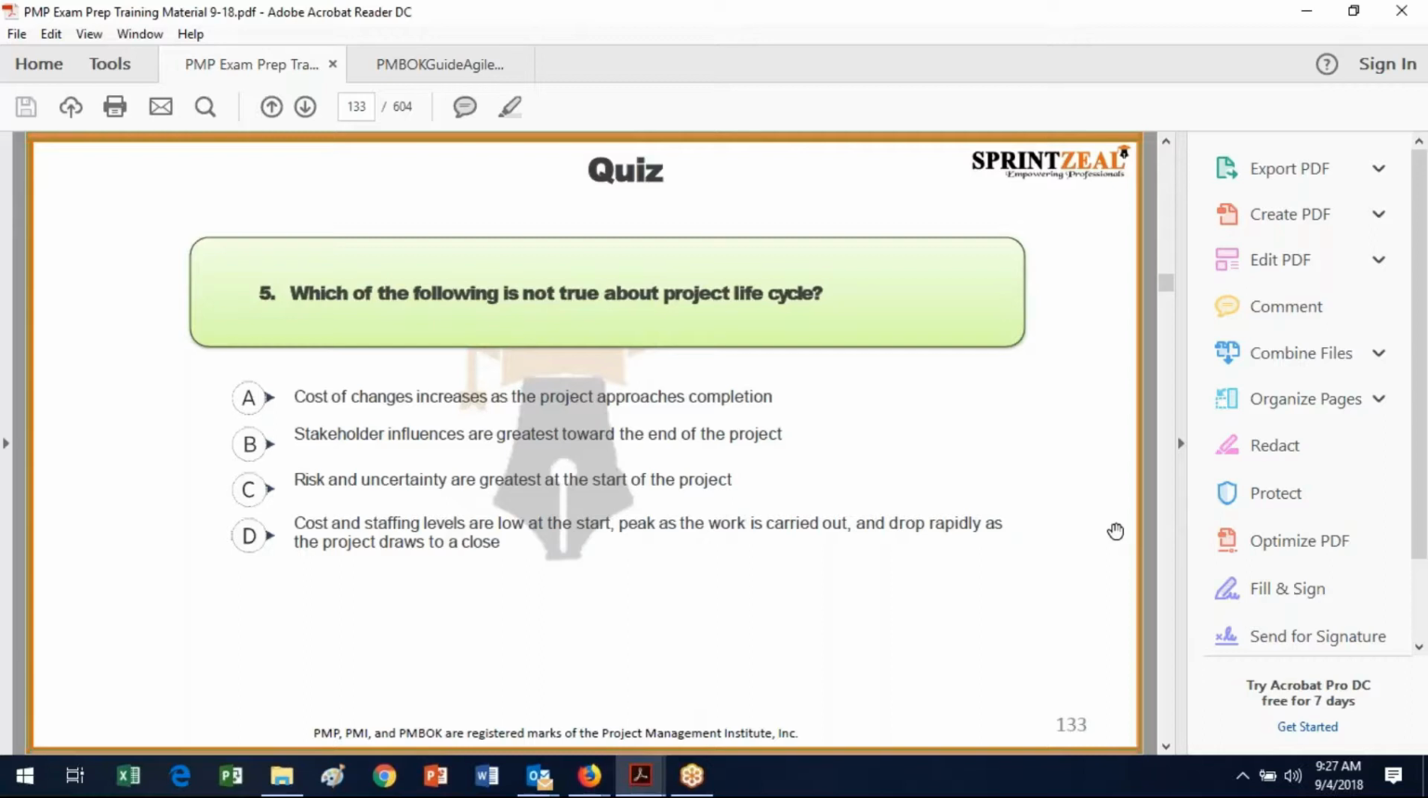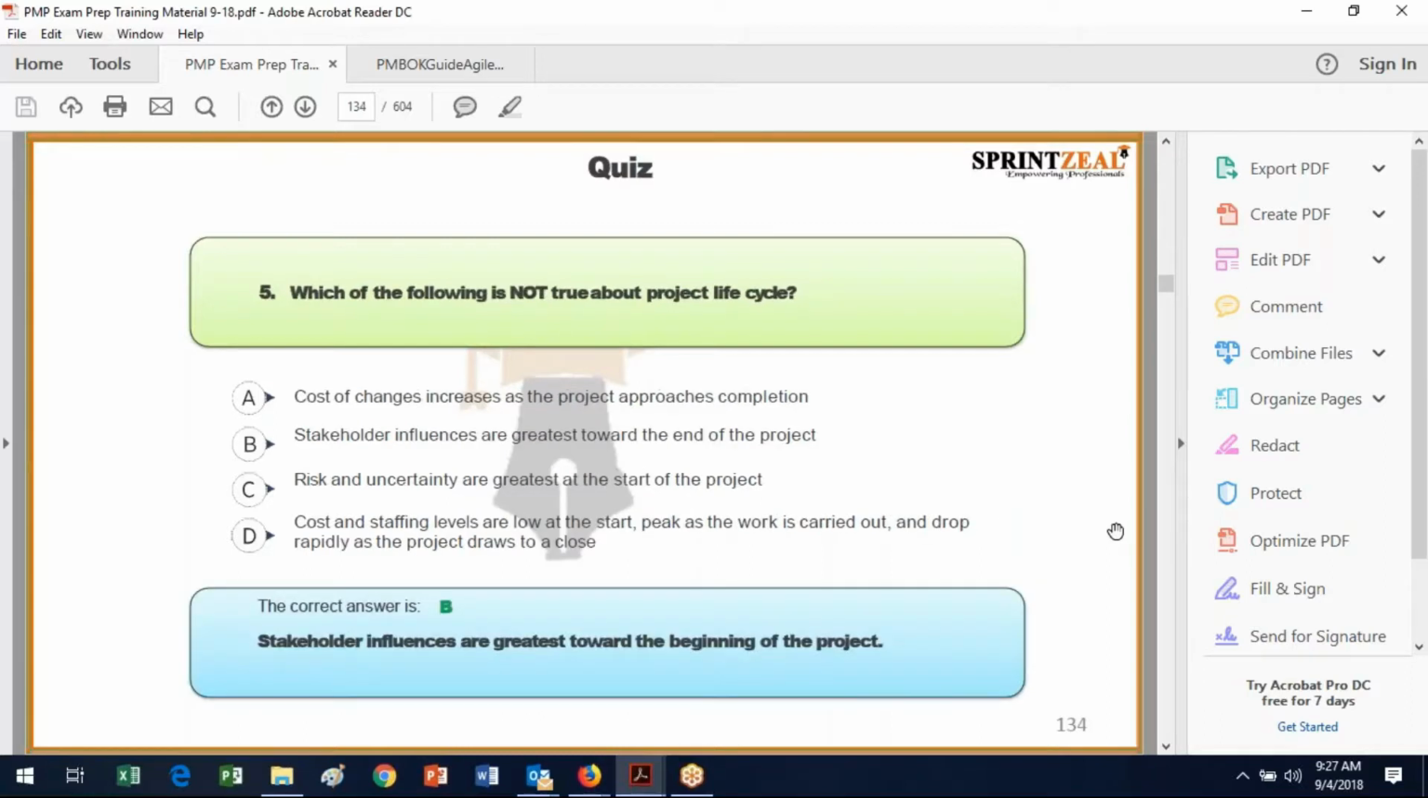I would say C. The actual correct answer is B, so you talked yourself out of it, because I think it was, which of the following is not true about the project life cycle? And on the exam, they probably won't highlight or bold the word not. So you've got to be very careful about looking for that word not.